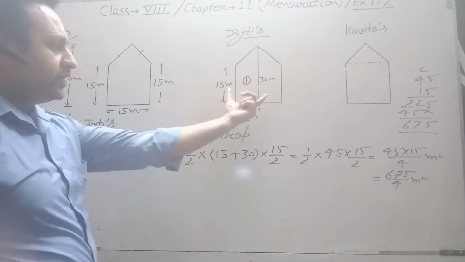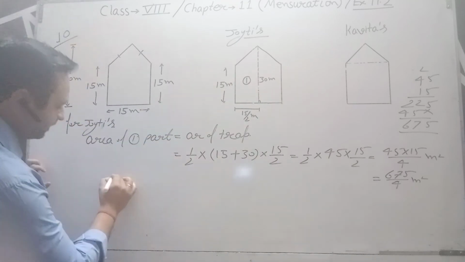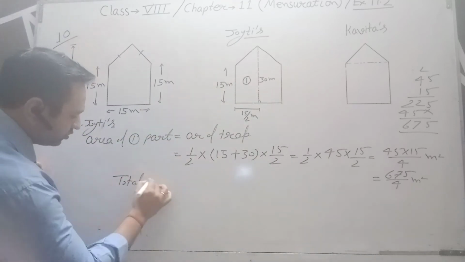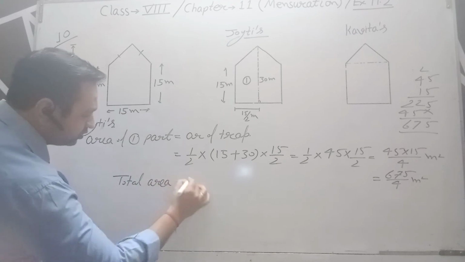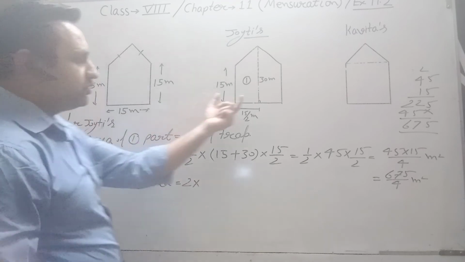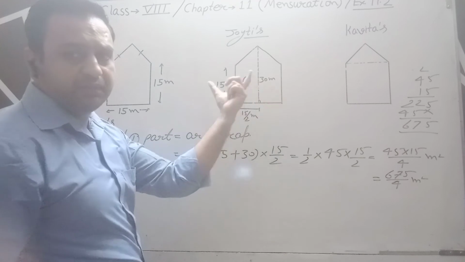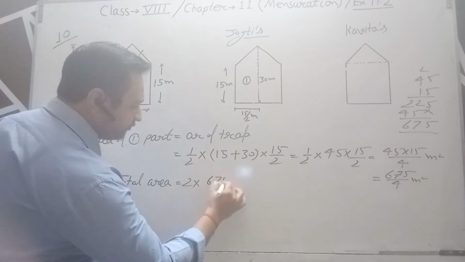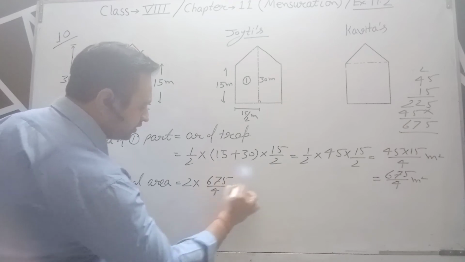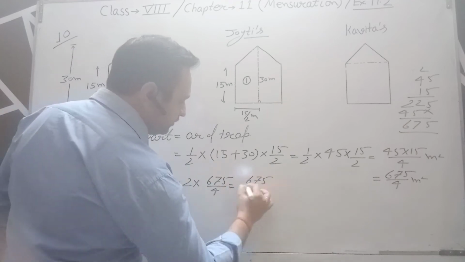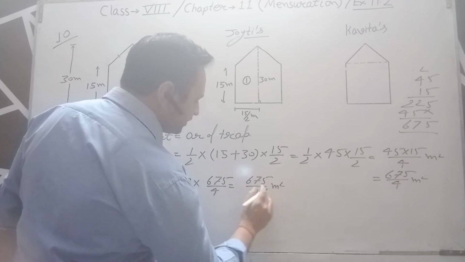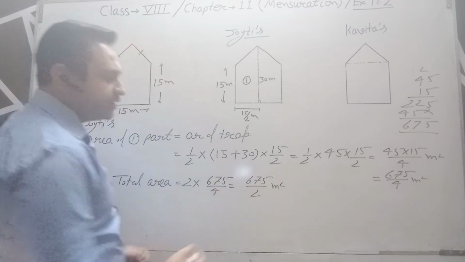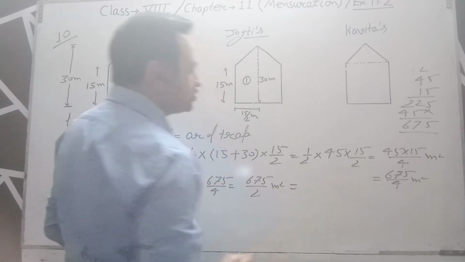Now we have to find out the total area. Total area is equal to 2 multiply, because it contains two trapezium and both trapezium are the same. So 2 multiply area of one trapezium. So 675 upon 2 meter square. You can also convert to decimal, it's your choice.